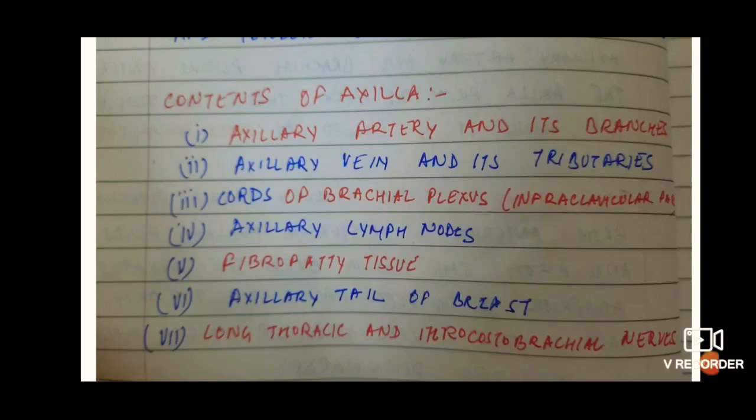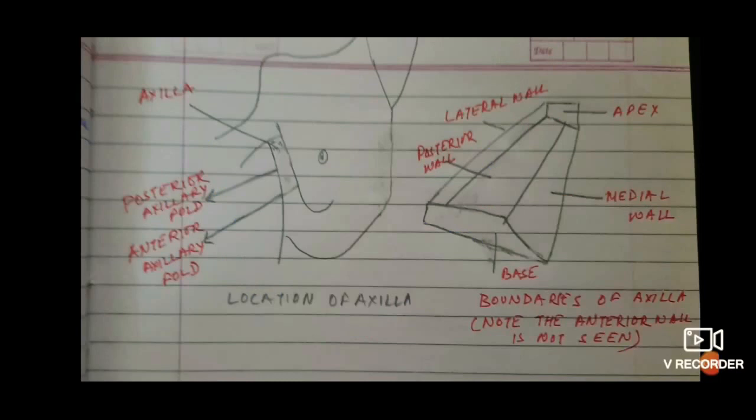Contents of axilla. The axilla contains axillary artery and its branches, axillary vein and its tributaries, cords of brachial plexus, infraclavicular part of brachial plexus, axillary lymph nodes, fibrofatty tissue, axillary tail of breast, and long thoracic and intercostobrachial nerve.